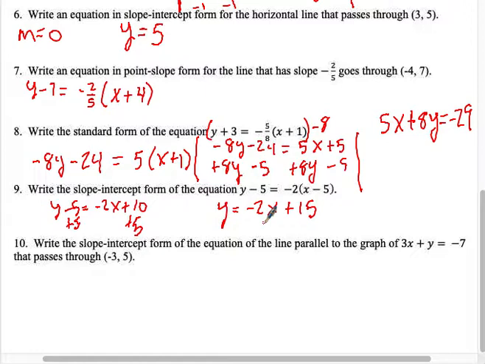Number 10, write the slope-intercept form of the equation of the line parallel. What's the deal with parallel lines? They have the same slope. So in order to write a parallel line that goes through this point, I've got to know the slope. This one doesn't give me the slope because it's not in slope-intercept form, so I need to subtract 3x. So y equals negative 3x minus 7. So now I know my slope is negative 3. I've got to find the y-intercept now.